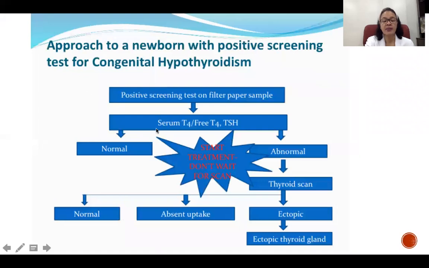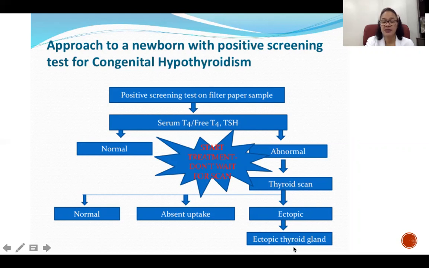So here is an algorithm, a diagram, for the approach to a newborn with a positive screening test for congenital hypothyroidism. This is usually done as part of the newborn screening, on the filter paper sample. You test there for your TSH and your T4. If it's normal, of course, there's nothing to do, no? But if it's abnormal, you need to do your thyroid scan and look for the possible cause. Look for an ectopic thyroid gland, no?